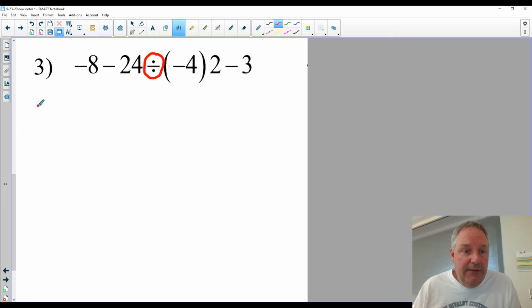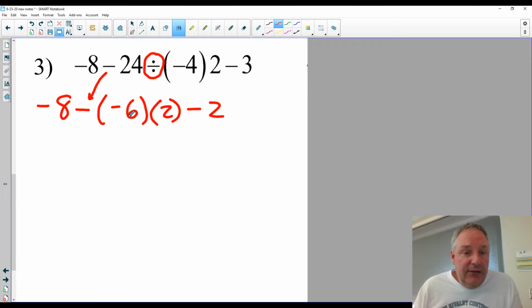So I have negative 8 minus, now what am I dividing? I'm dividing 24, so I have the minus sign. So now I'm dividing positive 24 divided by negative 4, which gives me negative 6. I'm going to put that in parentheses just to separate that from the subtraction. Keep going. So I did this part, so then I have times 2. I'm going to put that in parentheses because it's multiplication. It's the same thing. Minus 2. What's next? The next is the multiplication. So I'm going to just bring down the negative 8, the minus. Now I'm multiplying negative 6 times positive 2. Negative 6 times positive 2 gives me negative 12.